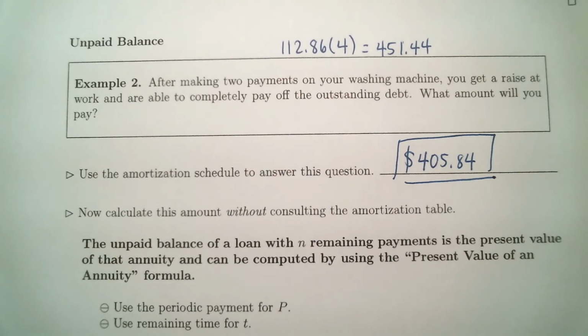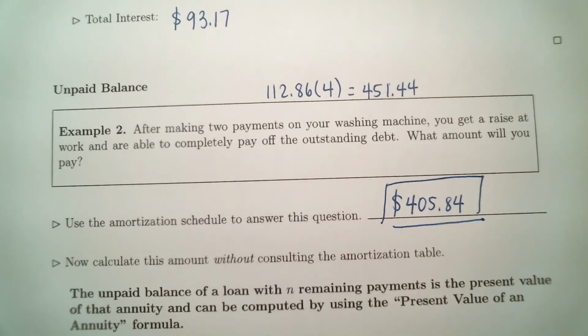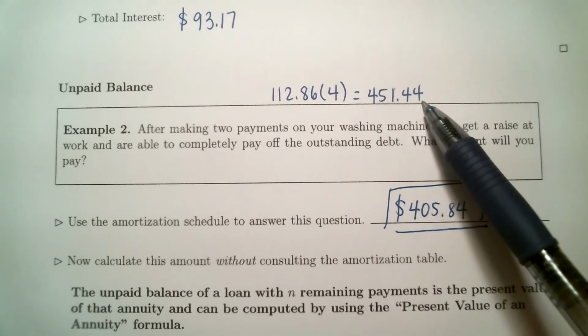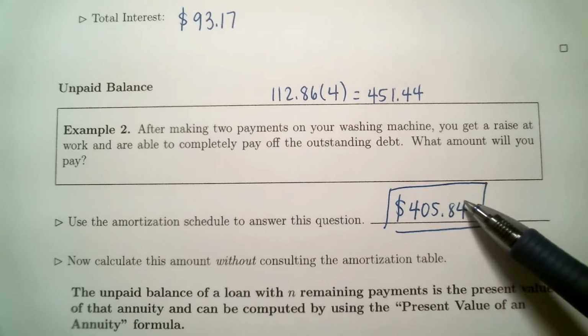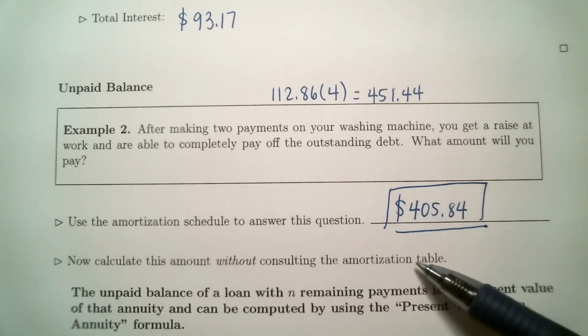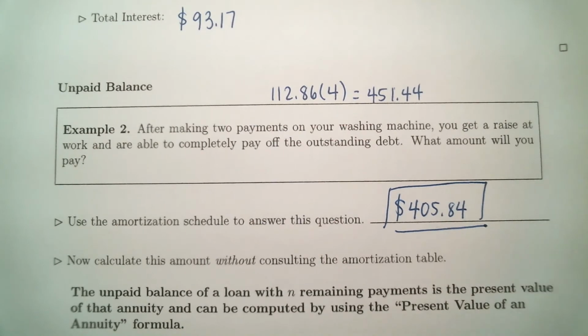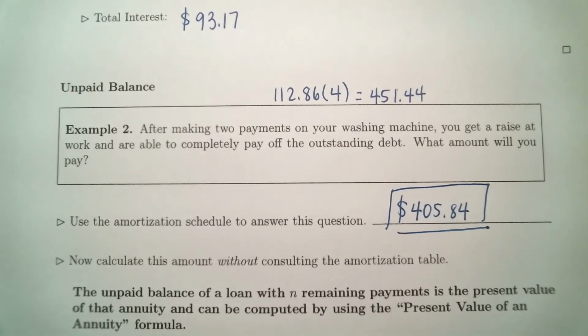If you had done the calculation this way, where you just took the monthly payment and multiplied by the number of payments remaining, this figure is incorrect because it's still taking into account future interest. But if you were able to pay off the washing machine after the second payment, you would no longer be paying interest. You want to know how much you still owe towards the principal. So it's going to be this amount. That is the way you need to think about this.